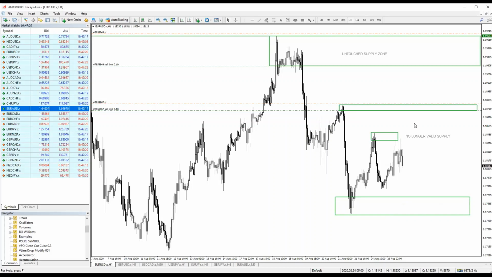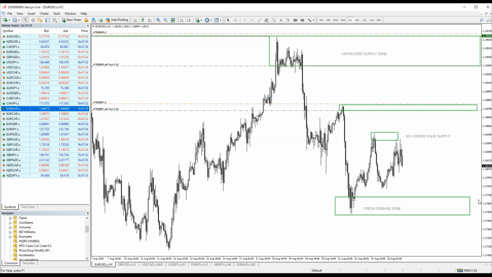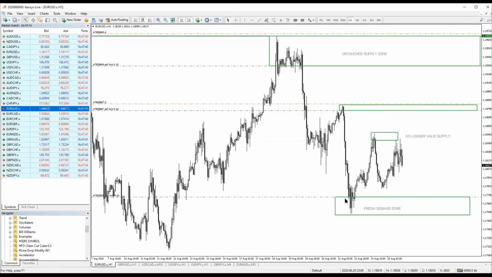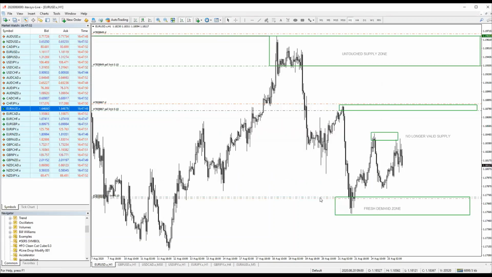So we see that this is an untouched demand zone, right? Or we can call it a fresh demand zone. If it's a fresh demand zone, we can buy right off this decision level and put our stop right below the outer level, right? Okay. Now it's going to be a 20 pips zone.